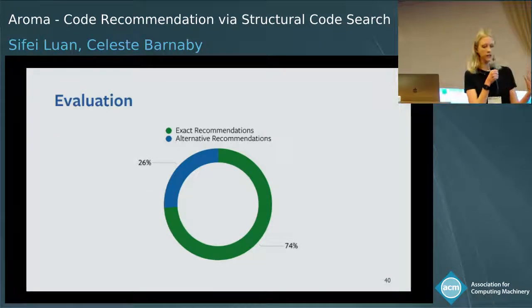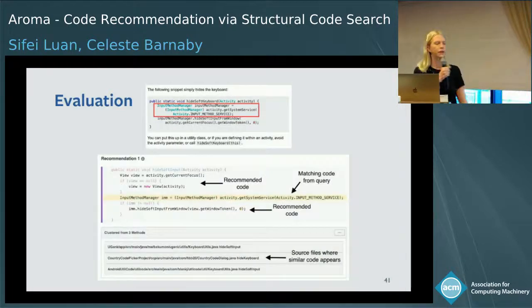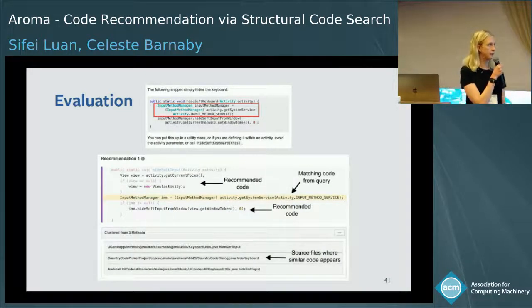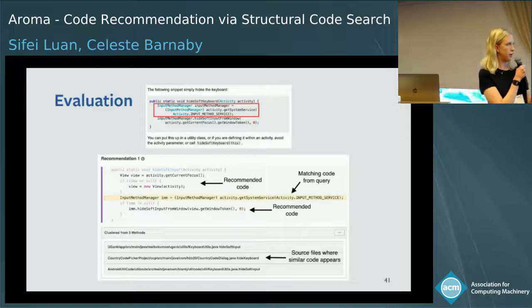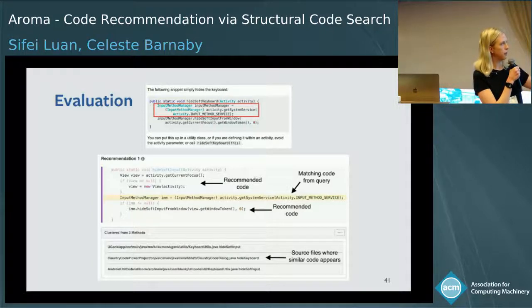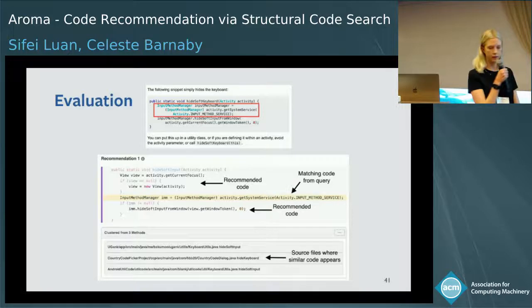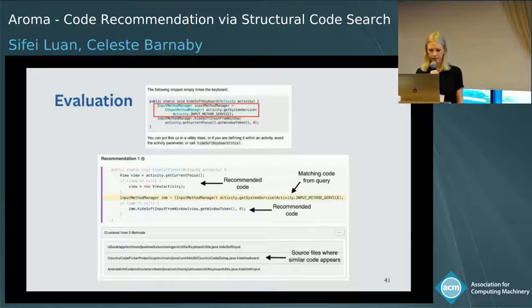So if we go back to the query we were looking at a second ago, this is the code that Aroma recommends, which was created from a cluster of 3 methods. Here, the highlighted code matches the query, and the code above and below the highlighted line is the code that Aroma recommended. If you look at it, you'll see that this is an almost exact match to the code in the original full code snippet.